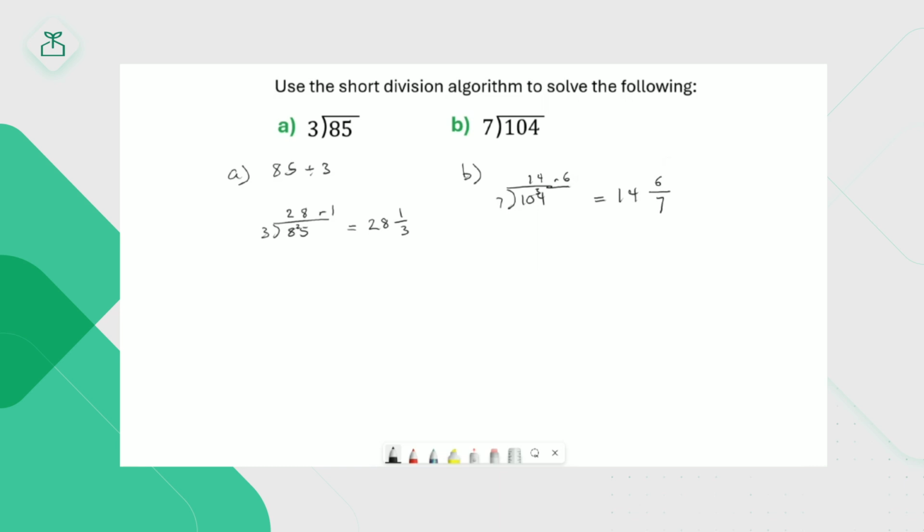Now, it's important to keep your quotient, or your answer, in the same alignment with the dividend. Make sure every time that you do these steps, the numbers stay in the same alignment.